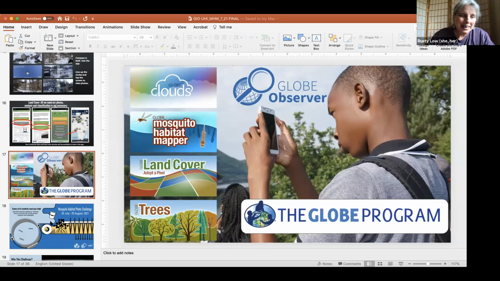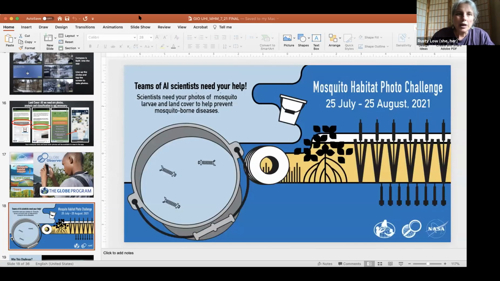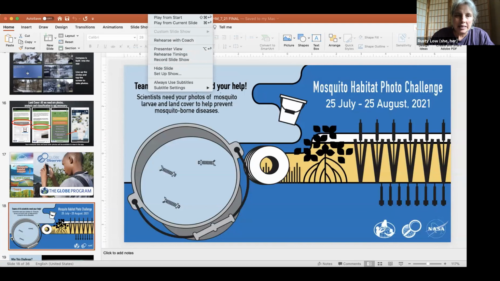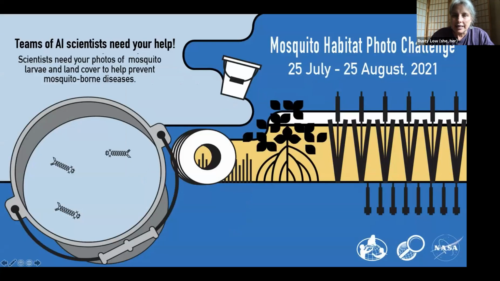Okay, so we are back. What I wanted to do now in the last 10 minutes, like I said, please put any questions you have in the chat. But what I wanted to do is give you an opportunity to learn a little bit more about the Mosquito Habitat Photo Challenge. It's going to start in just a couple weeks. It runs for 1 month from 25 July to 25 August.